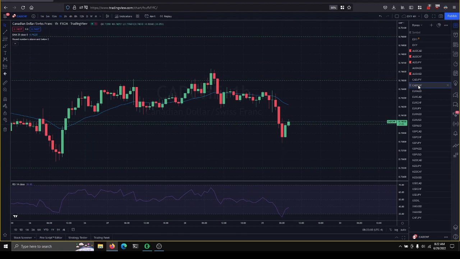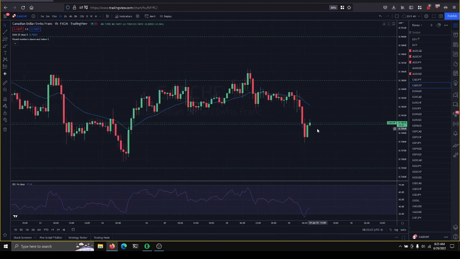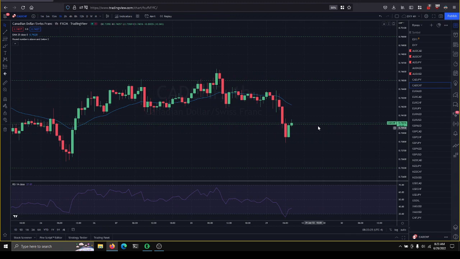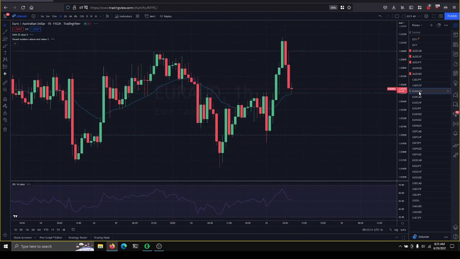CAD Swiss, similar to the Aussie Swiss, got a reversal candle. It's a little under the round number, but if we were looking to trade this down, wait for the break of this, continue lower. For upside, get a little higher, correct, go. Not sure what this is going to do. This is another one of those pairs, like the Pound Chief, that's a little hard to trade. It's not like the Aussie or the Euro.